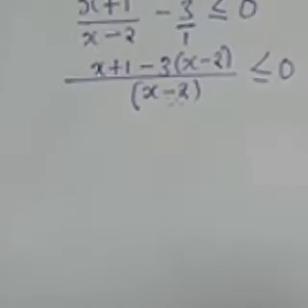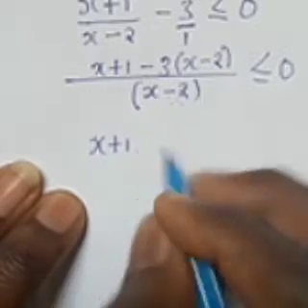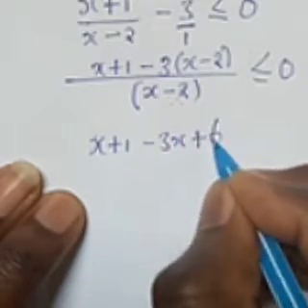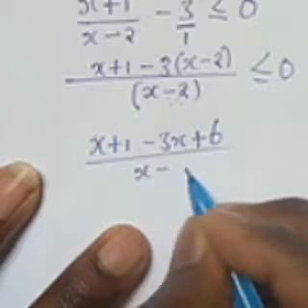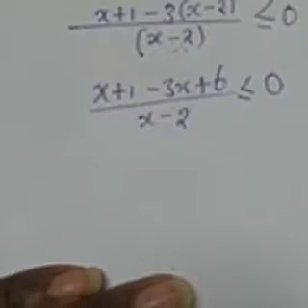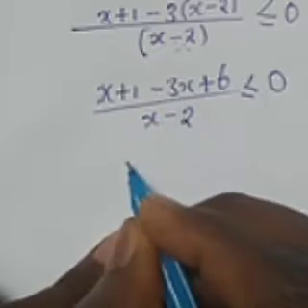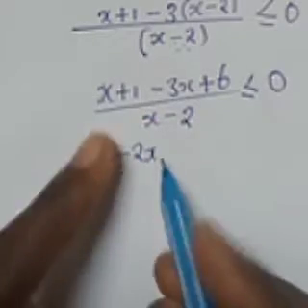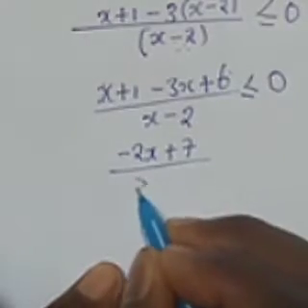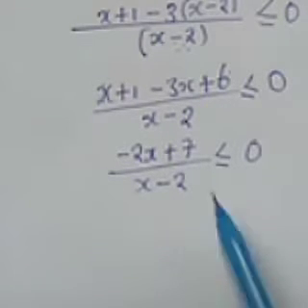All right. So if you proceed, what you're going to understand is we're going to have x plus 1 minus 3x. This multiplied by that, we're going to get plus 6 over x minus 2 less than or equal to 0. Okay, so if you say x minus 3x, what answer are you going to get? We are going to get negative 2x. If you add this plus that one, you're going to get 7 over x minus 2 less than or equal to 0. This is where now we have to find the critical points.